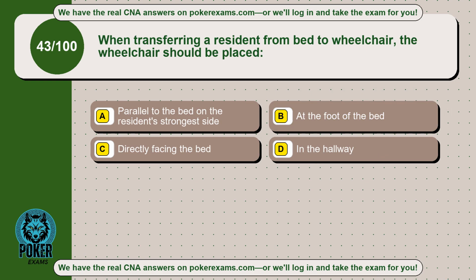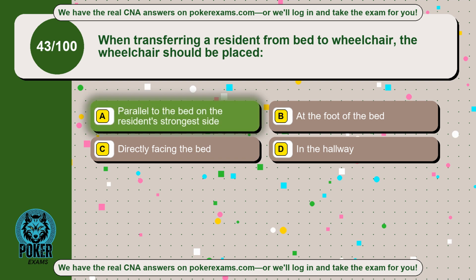Question 43. When transferring a resident from bed to wheelchair, the wheelchair should be placed: Option A, parallel to the bed on the resident's strongest side. Option B, at the foot of the bed. Option C, directly facing the bed. Option D, in the hallway.